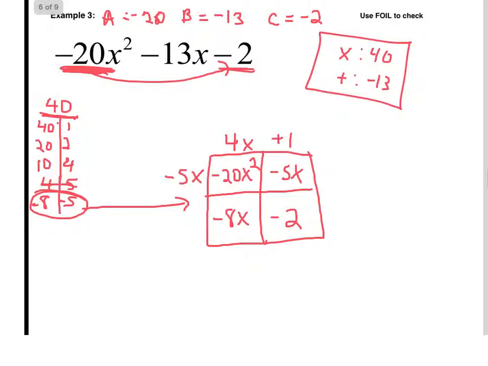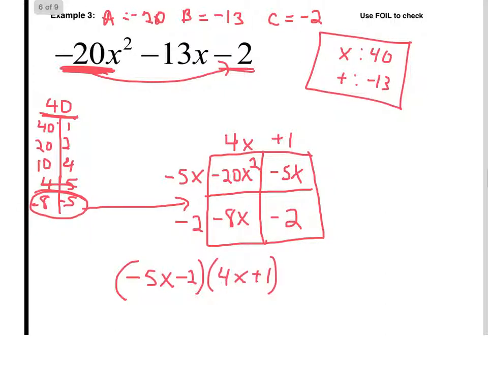Then I'm going to go down to this box, and I do 4x times what would give me negative 8? Well, I already have an x, so I don't have to multiply by x, but then I could multiply by a negative 2. And then to double check, I have to make sure that this negative 2 times that 1 makes this negative 2, and it does. So now my answers are negative 5x minus 2 goes there, times 4x plus 1.